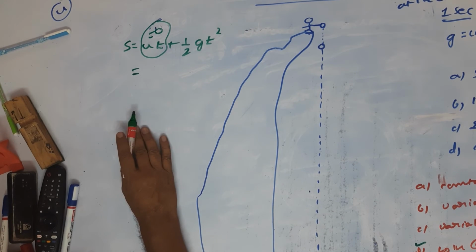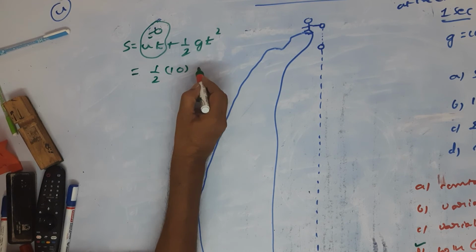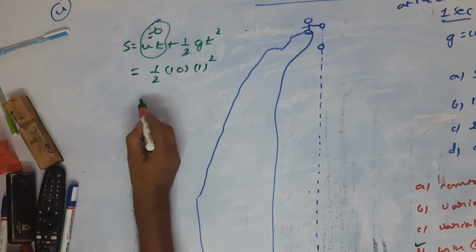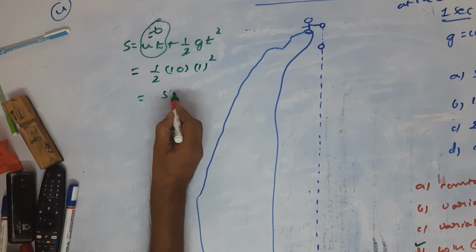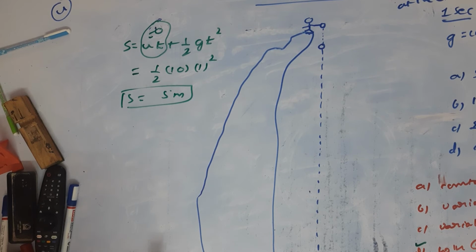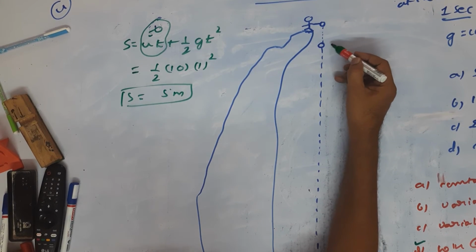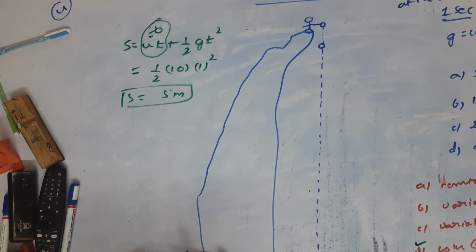This part will become 0. Then half into g, 10, into t square, which is 1 square. So 2 ones are 2, 2 fives are 5 meter. Therefore the distance travelled is equal to 5 meter. This also we can get. So at the end of 1 second, the distance travelled is 5 meter.